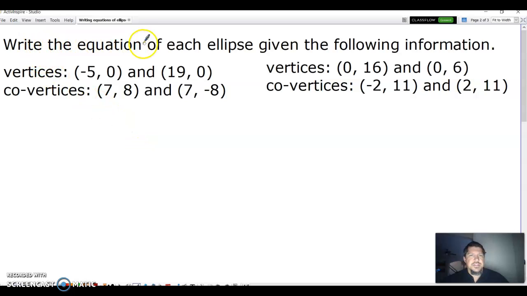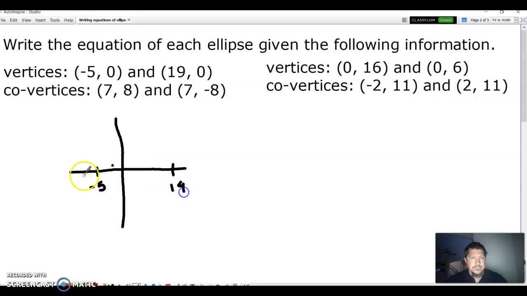Alright, so it says write the equation of each ellipse given the following information. So we're given the vertices and the covertices. What I would do is make a quick sketch of where these points are. So negative 5, 0. So I'm going to call that negative 5, 19, 0. Well, 19 is going to be way out here, right? So I have vertices here and here.